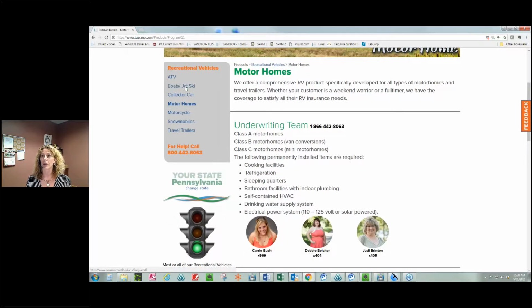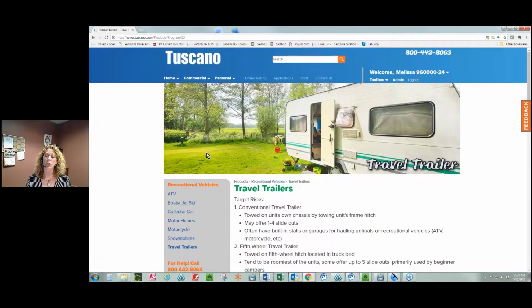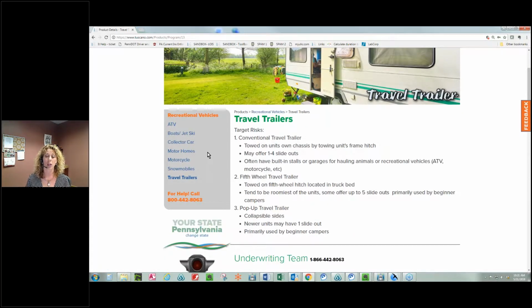On travel trailers, we have a few markets, and we are able to do those if they're permanently parked. So it's very common here in our neck of the woods that people take their travel trailer and they just keep it at a campground all year round. So we can write those as a seasonal dwelling or seasonal mobile home, which is nice.